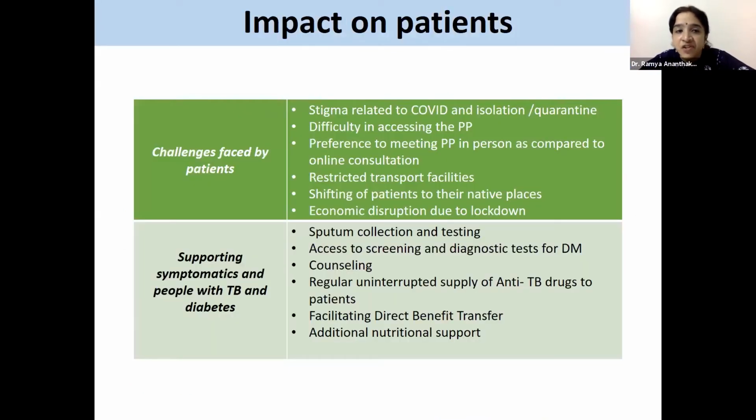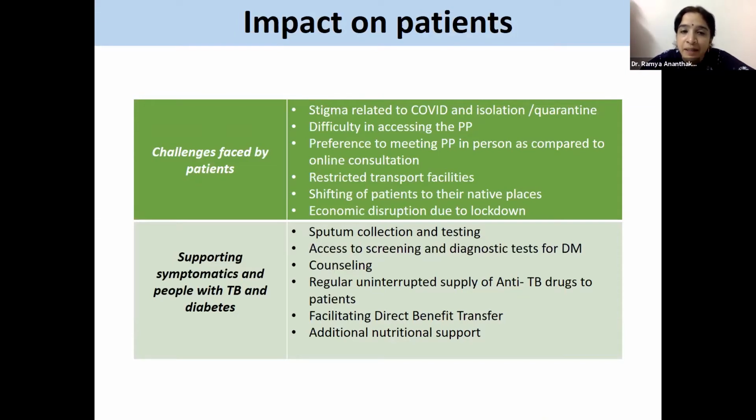So as I mentioned, the challenges faced by the patients were because of stigma related to COVID and isolation. They didn't come forward for any screening or testing, and so the outpatient strength dropped drastically. They had difficulties in accessing private practitioners, and there is still a preference to meet the private practitioner in person, and people are not comfortable with online consultation. Restricted transport facilities, and many patients also went back to their native places. So that's been a huge challenge.